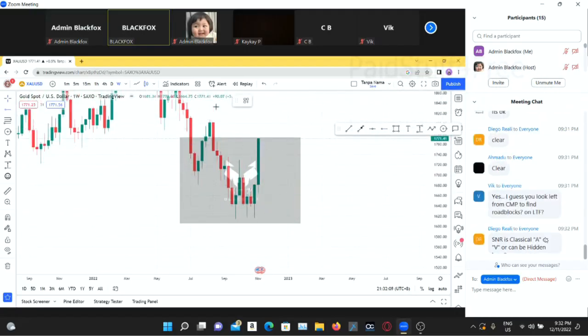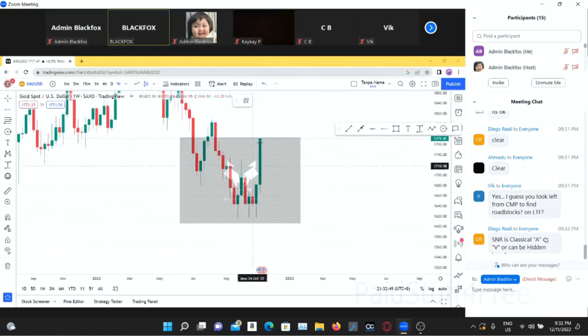Okay, so SNR is classical, A or B shape? There is also hidden base.